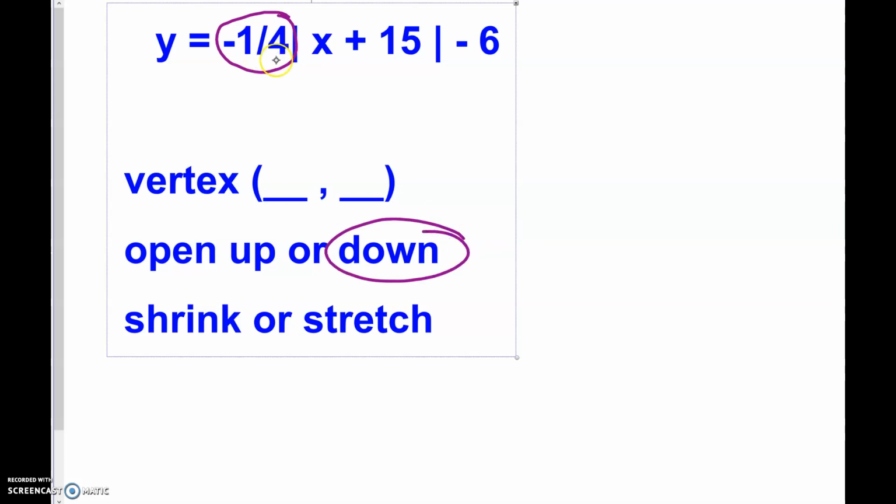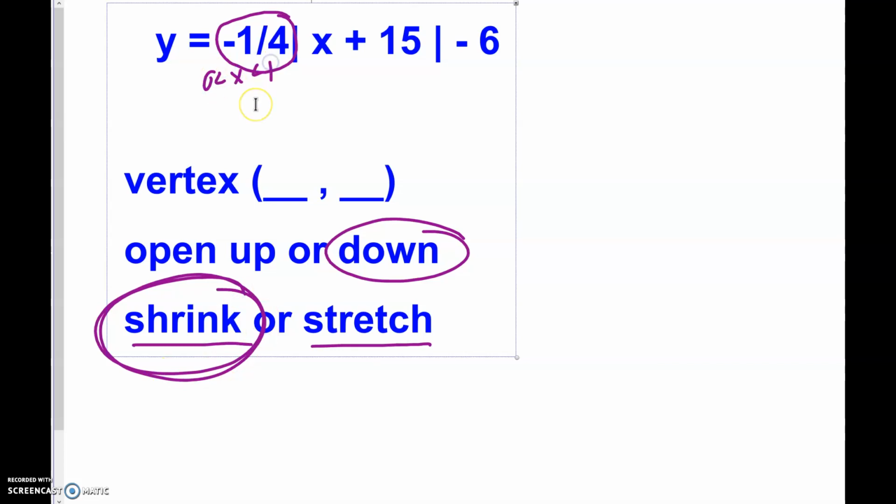And now the 1/4, does that make it a shrink or a stretch? Because it's a 1/4, it is going to be a shrink. That number is between 0 and 1.